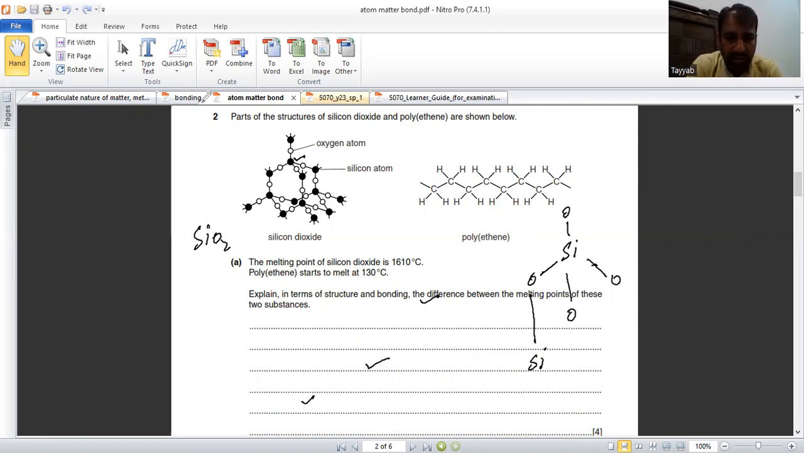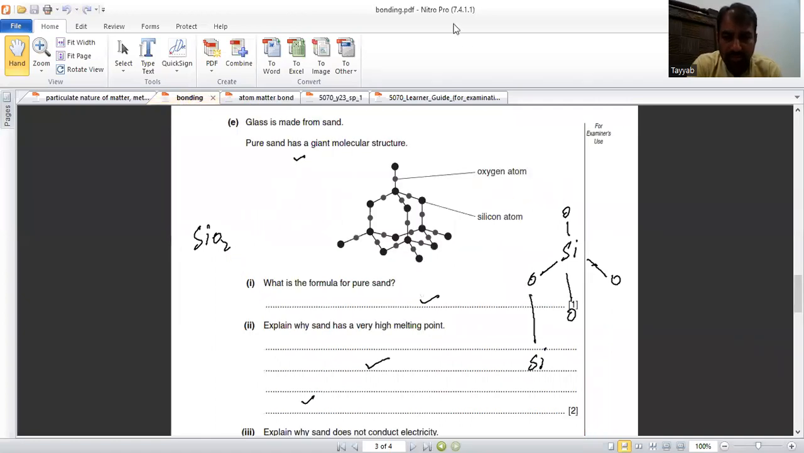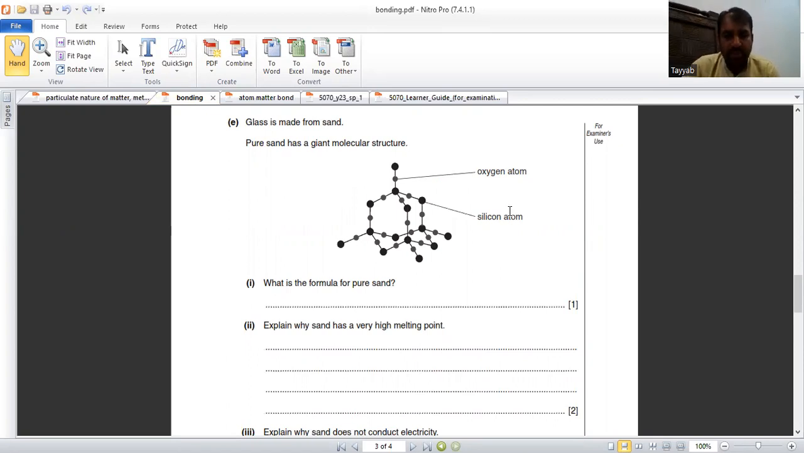Okay, next, I would like to explain bonding. We have done this. Glass is made from sand. Pure sand has a giant macromolecular structure, which is silicon dioxide. Explain why sand has a very high melting point. Again, it is a giant macromolecular structure. To melt it, there is a need to break strong covalent bonds.